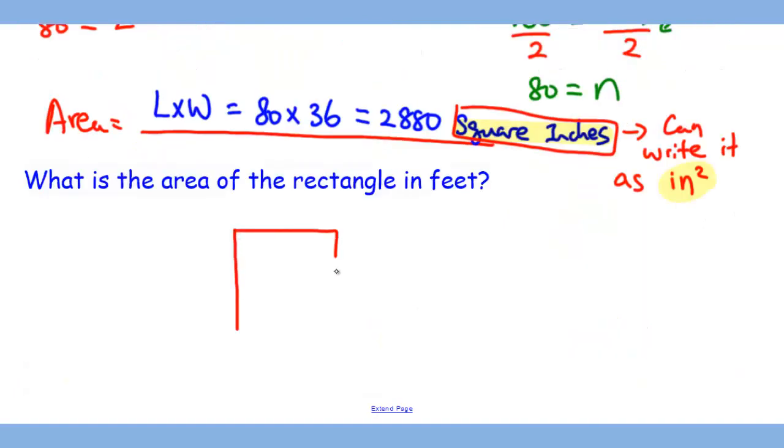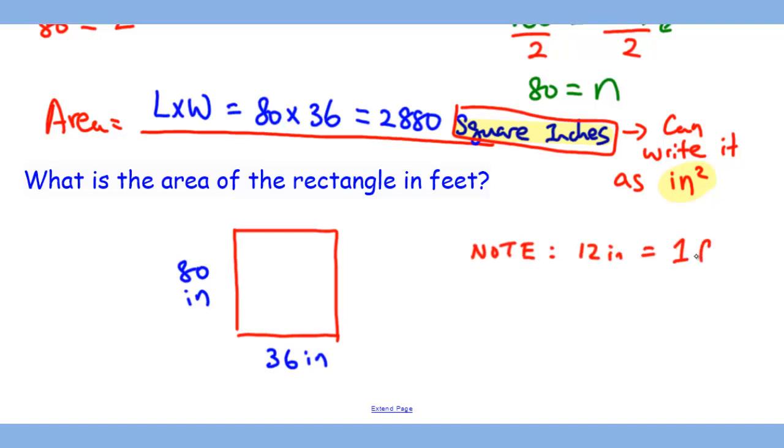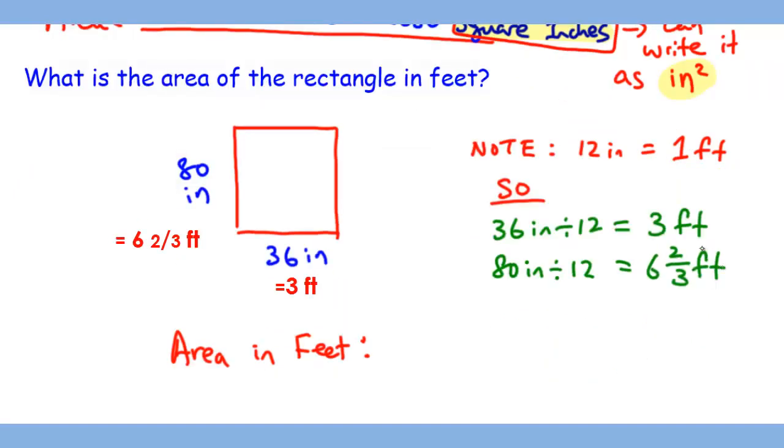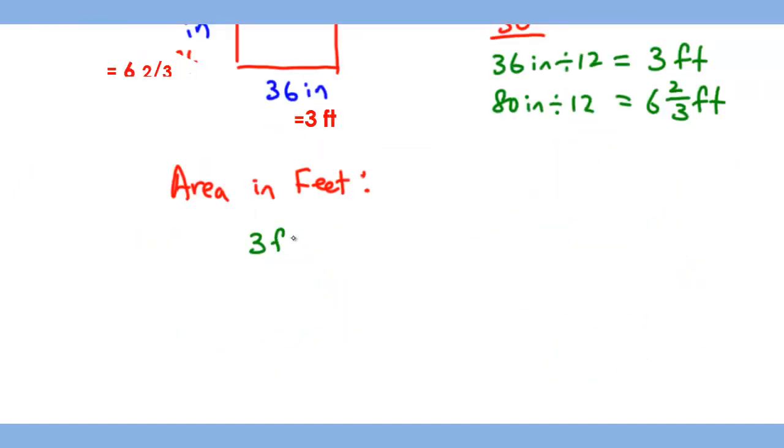The second part of this question asks us to find the area of this rectangle in feet. So something you need to notice is that there are 12 inches in a foot. So we can first convert each of the dimensions into feet, which 36 divided by 12 gives you 3 feet, and 80 divided by 12 will give you 6 2/3 feet. And to find the area, we can simply multiply the two numbers together, which will give us 20 feet squared.